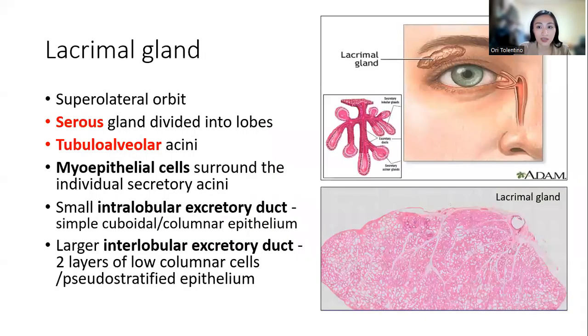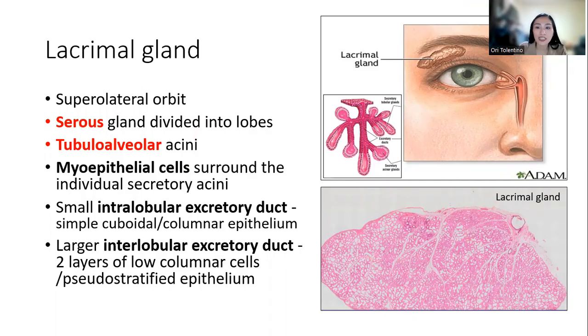So first, we have the lacrimal gland. It's located at the superolateral orbit. It is a serous gland divided into lobes, and it makes our tears. You can see here, it is at the superolateral orbit near the temple. You can see here that the gland is divided into lobes by a connective tissue. This is a connective tissue septa that divides the gland into lobes.